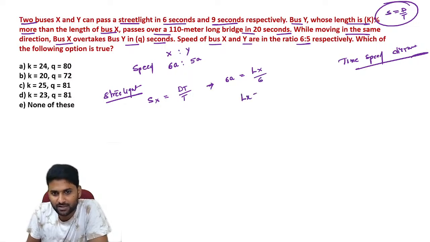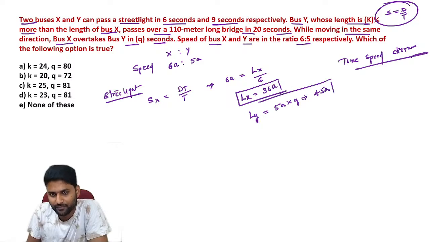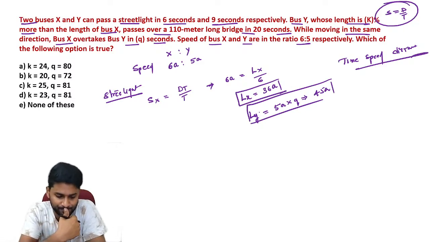Then we can conclude that the length of bus X is 36a. The length of bus Y is exactly equal to 5a multiplied by 9, which is 45a. We got the lengths of the buses.